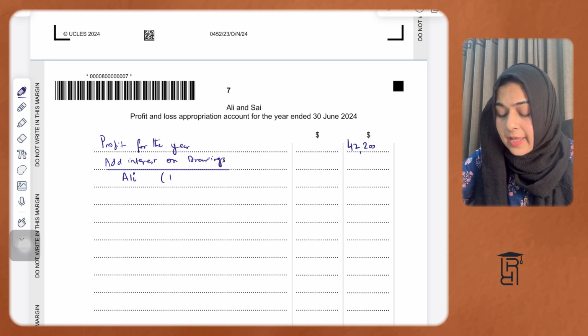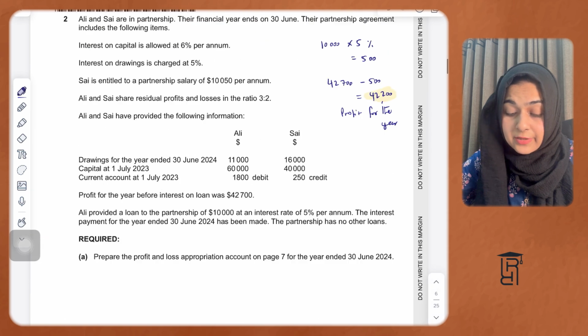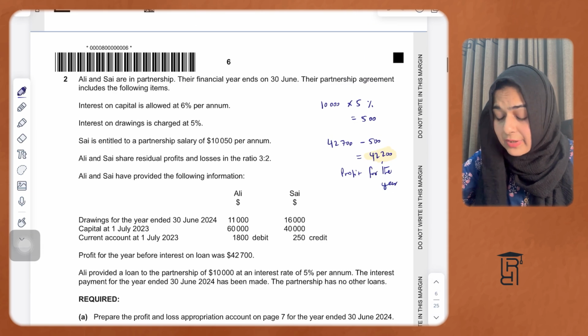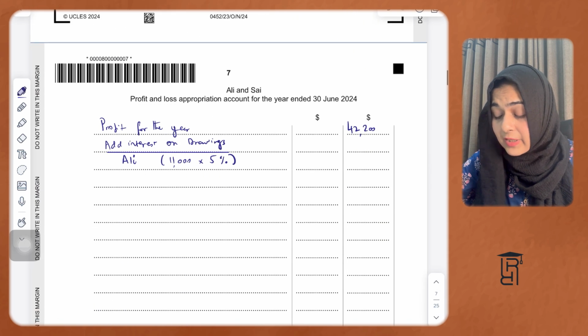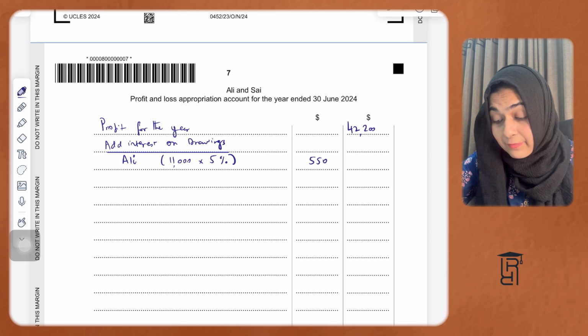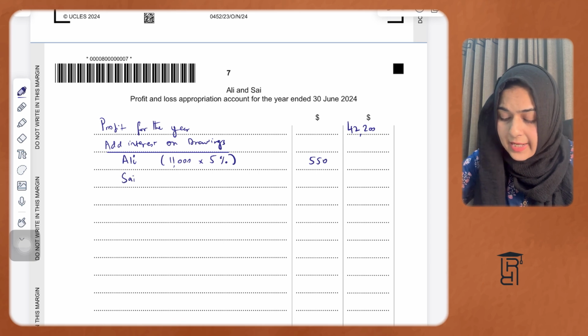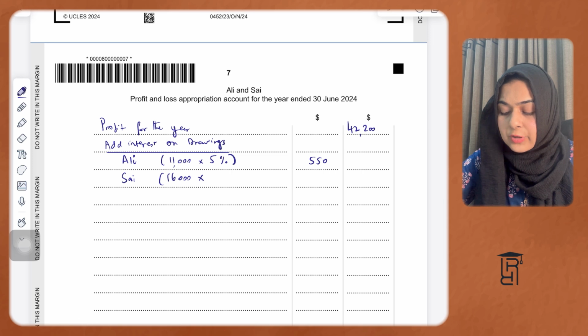So Ali has withdrawn $11,000 from the business, and 5% is the rate of interest that we are supposed to charge to Ali because he has withdrawn $11,000. So 11,000 multiplied by 5% will give me 550. For Sai, I will write here Sai. 16,000 is what Sai has withdrawn from the business as drawings, and then 16,000 multiplied by 5% will give me 800. So this is basically my interest on drawings.